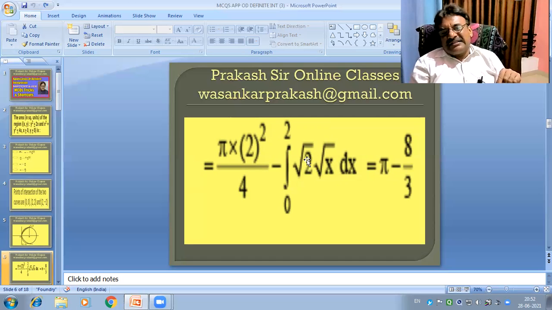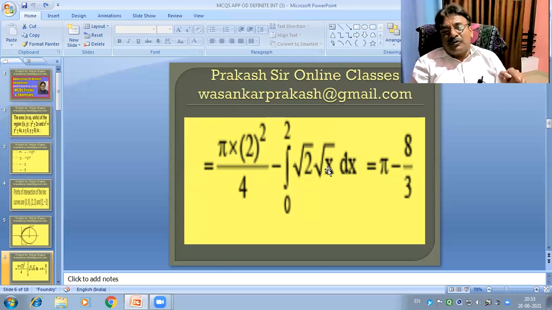Then we evaluate this. Root 2 is constant, root x is x to the power half, into dx. Use the formula: integration of x to the power n into dx is x to the power n plus 1 upon n plus 1. Similarly, x to the power half plus 1 upon half plus 1, that is x to the power 3 by 2 upon 3 by 2. And then we put the upper limit, which is 2. So 2 to the power 3 by 2 upon 3 by 2. So 2 to the power 3 by 2 is 2 into root 2.